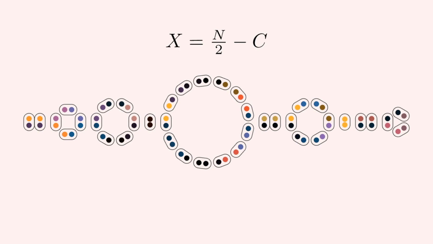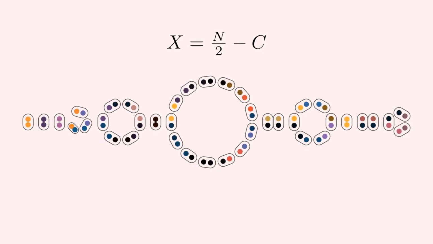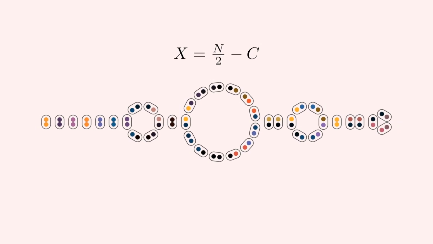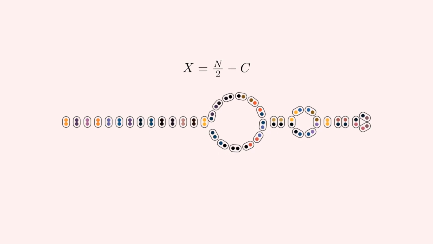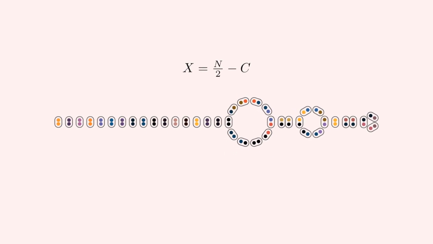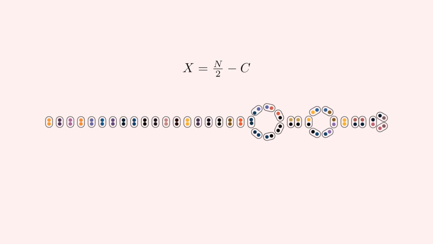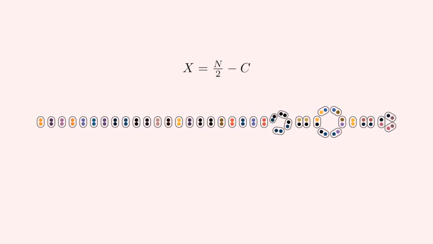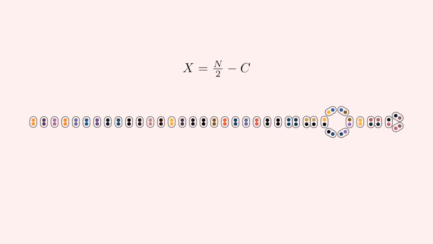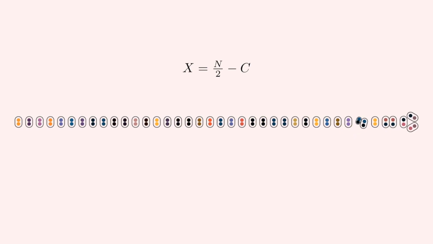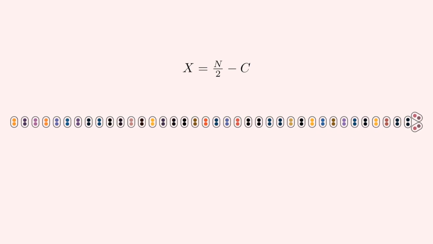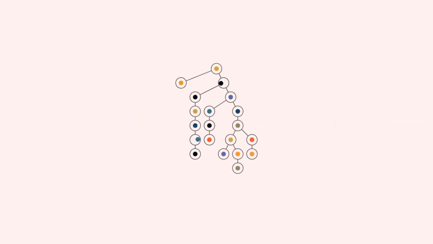Next, let's take a look at how this works in practice. Here's the same algorithm of greedily reducing cycles applied onto the original tree.